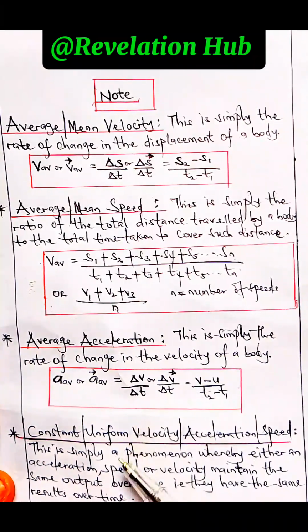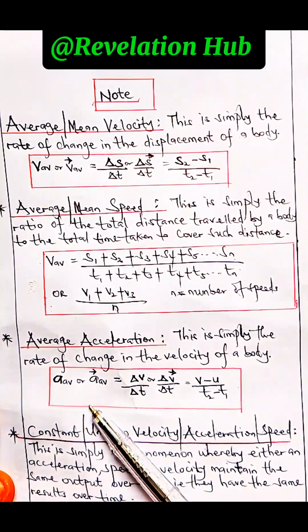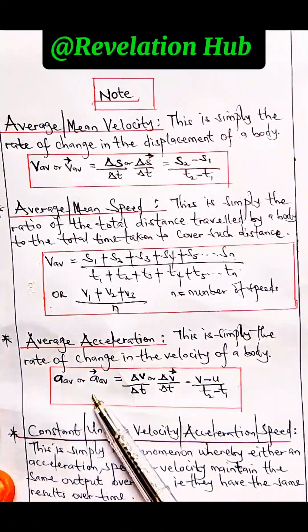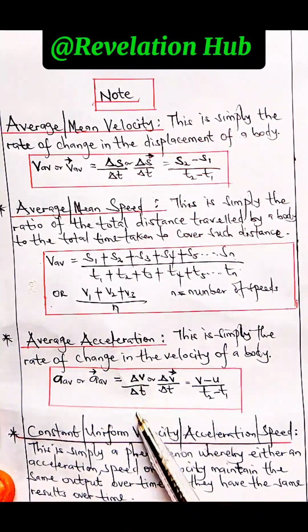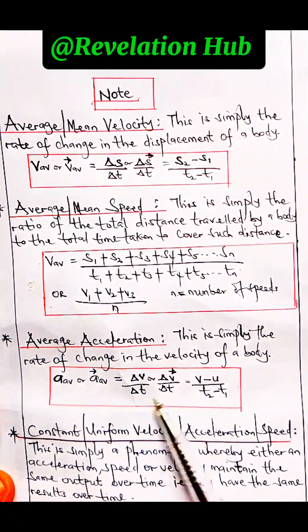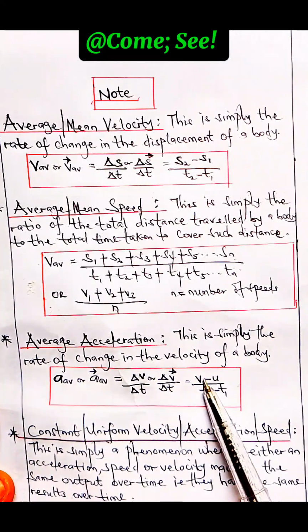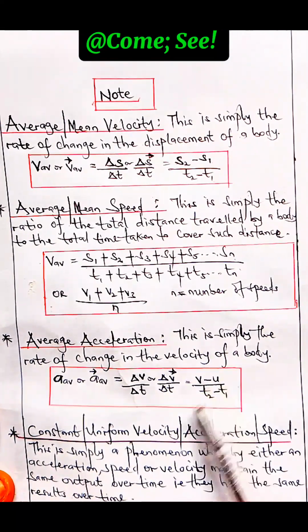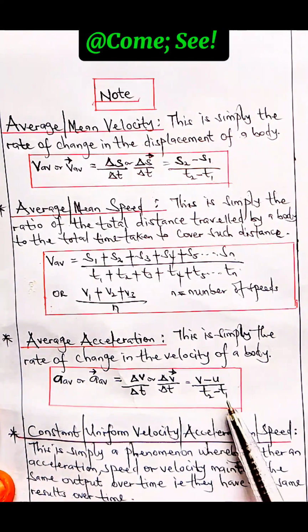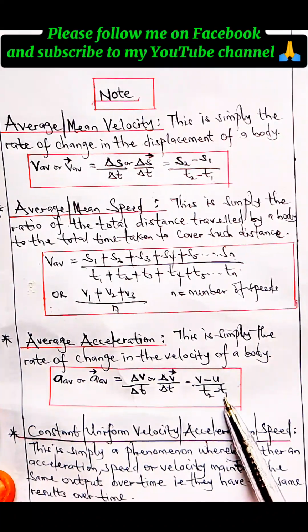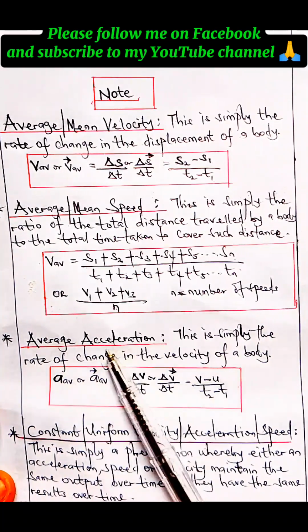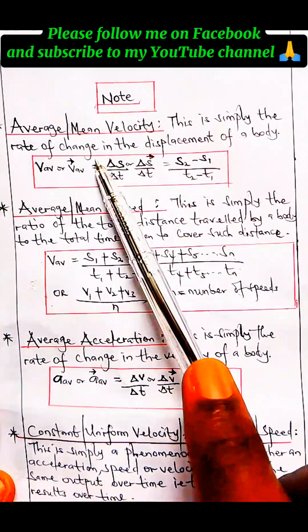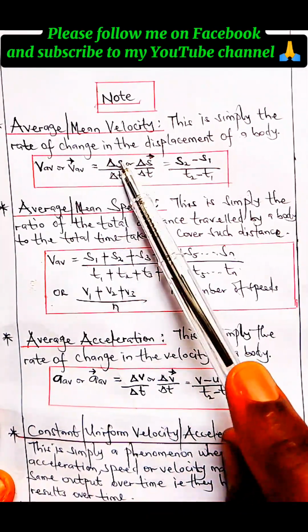So when we talk about average acceleration, it's a vector quantity, not a scalar quantity. So average acceleration is change in velocity over change in time taken. Now, change in velocity is the same thing as final velocity minus initial velocity, over final time taken minus initial time taken. So that's that for average acceleration, very much like average velocity or mean velocity.